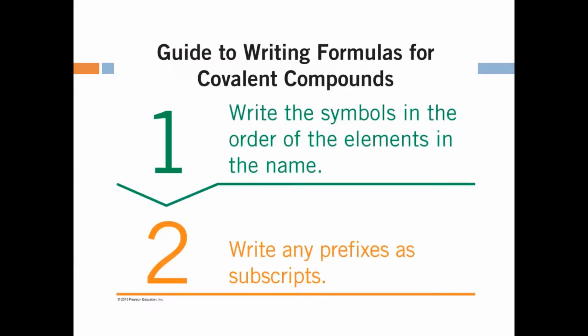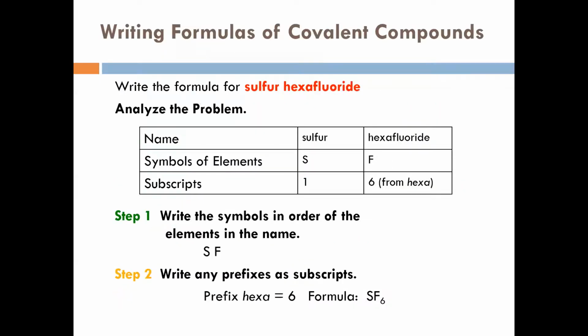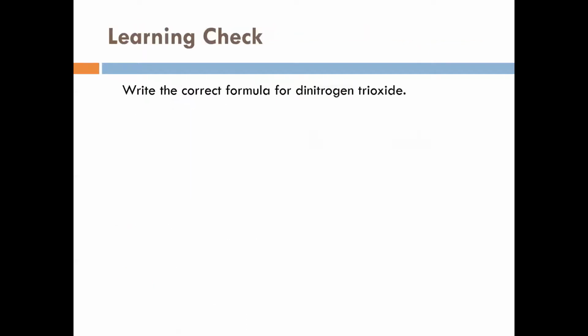Let's try drawing them now. So we did some naming, now let's do some drawing. Drawing, we're just going to take the name and take it apart. Like if we're looking at sulfur hexafluoride, S means sulfur, hexa means there are 6 of the fluoride, which is F. So it would be SF6 with a subscript.